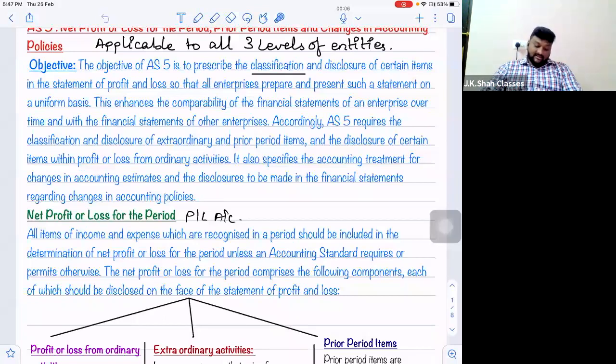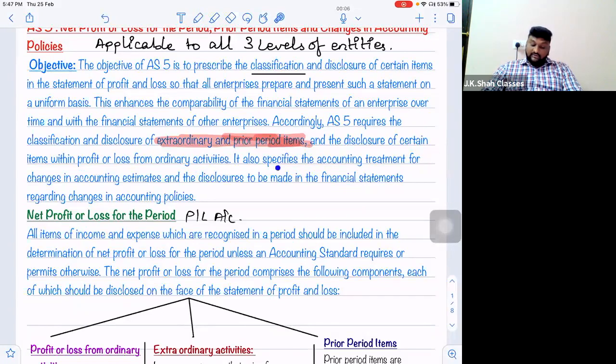Accordingly, AS5 requires the classification and disclosure of extraordinary and prior period items and the disclosure of certain items within profit or loss from ordinary activities. Now you have to learn something new for you, that is extraordinary items and prior period items, which we'll be learning in detail in the next 10-15 minutes. Right? Ordinary items are very simple. This will not take much time, but the time consumed will be with respect to extraordinary and prior period items.